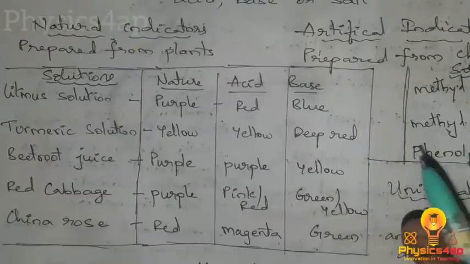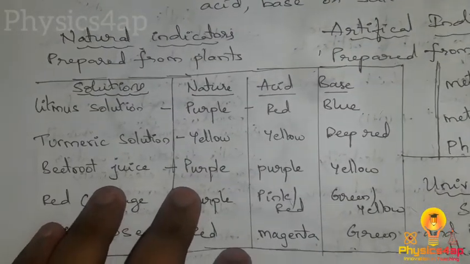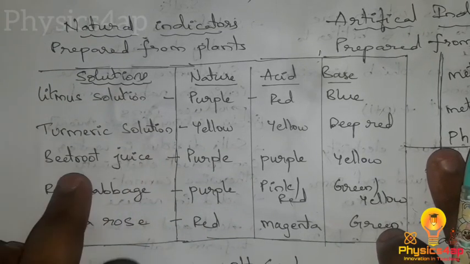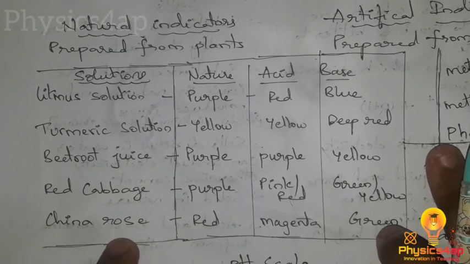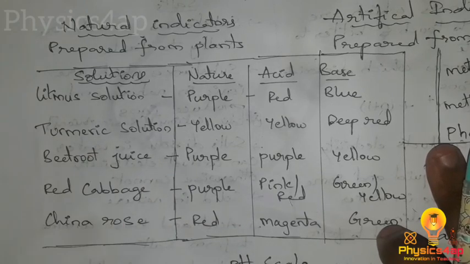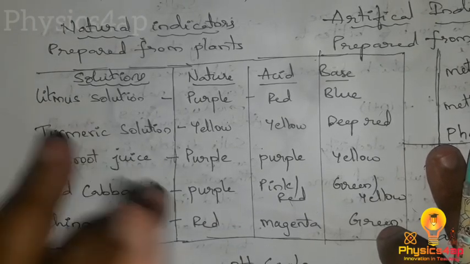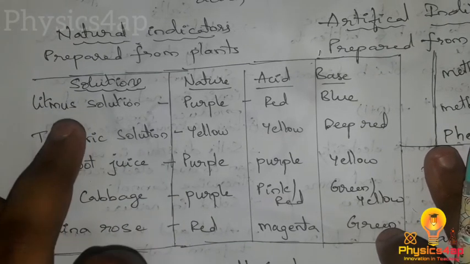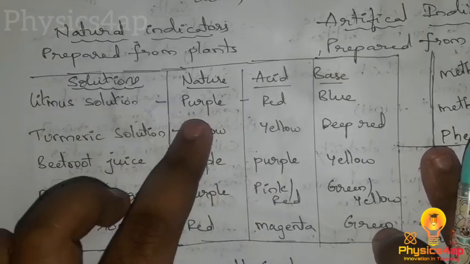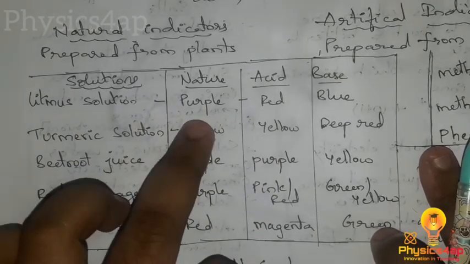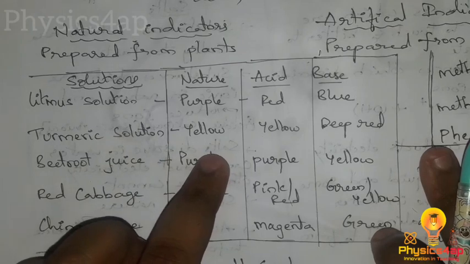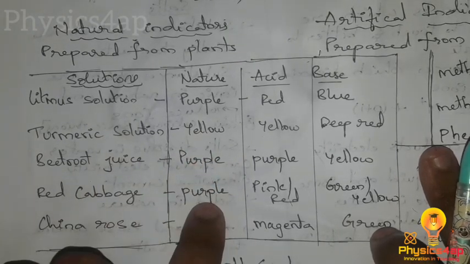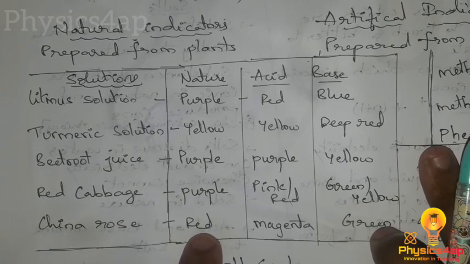So that means which are prepared naturally. The natural indicators such as litmus solution, turmeric solution, beetroot juice, red cabbage, China rose. We have different ones, but I have given only a few of them which are very important. These are the natural solutions, and the color of the natural solutions is: litmus solution is purple, turmeric is yellow, beetroot purple, red cabbage purple, and China rose red.